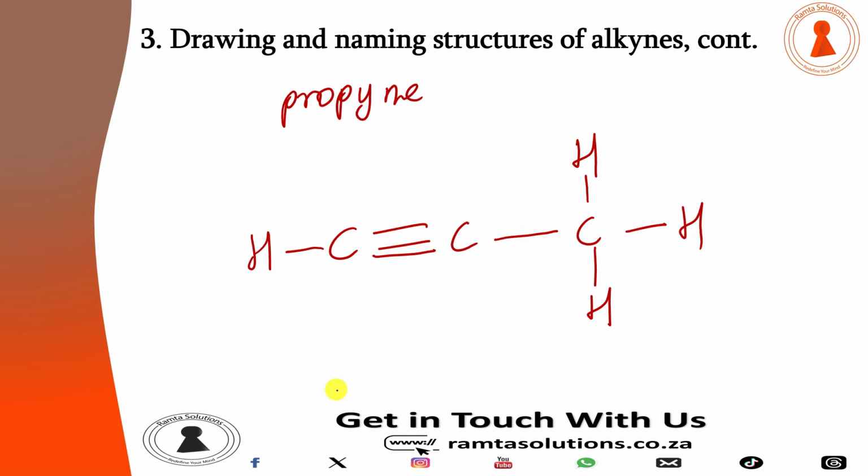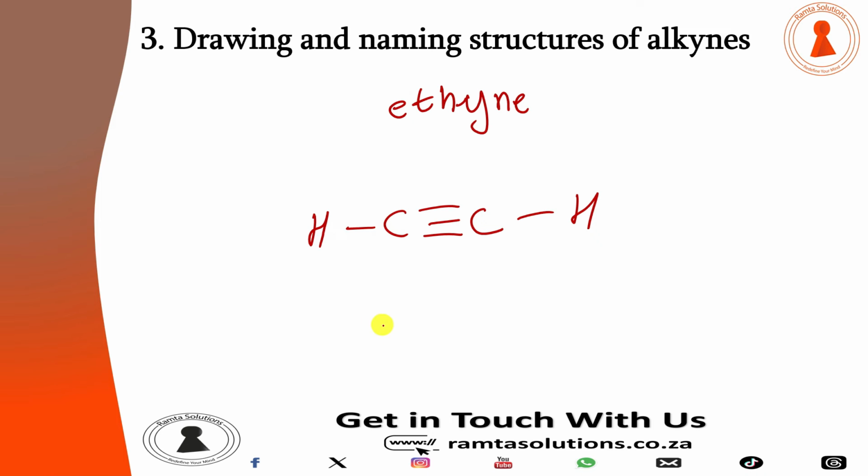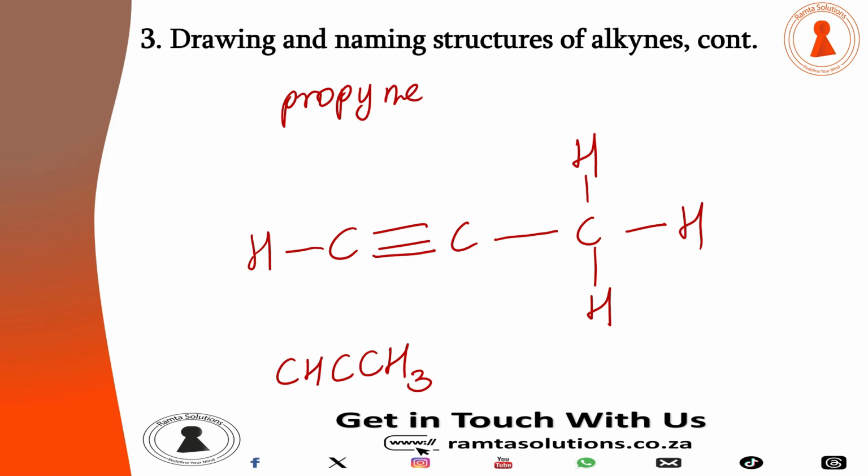Now let's look at the condensed structural formula. It is CHCCH3. Do you see that? Now let's go back to the one of ethyne. It is CHCH. Happy? Perfect.